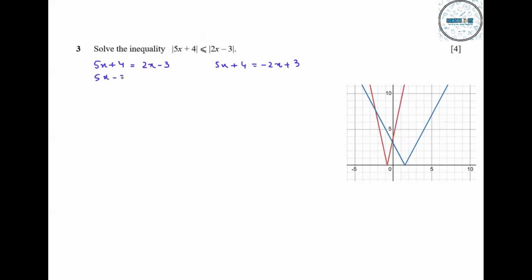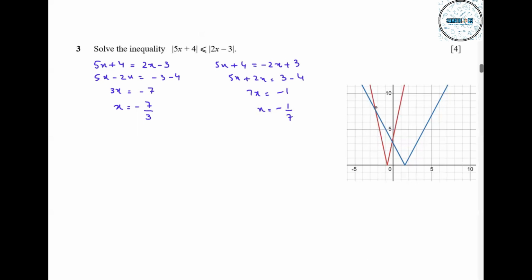5x minus 2x is equal to minus 3 minus 4. So, 3x is equal to minus 7 and x is equal to minus 7 upon 3. 5x plus 2x is equal to 3 minus 4. So, 7x is equal to minus 1 and x is equal to minus 1 upon 7. These are the critical values.